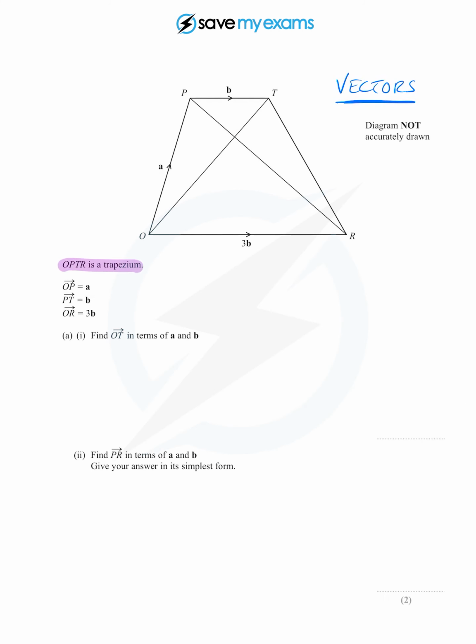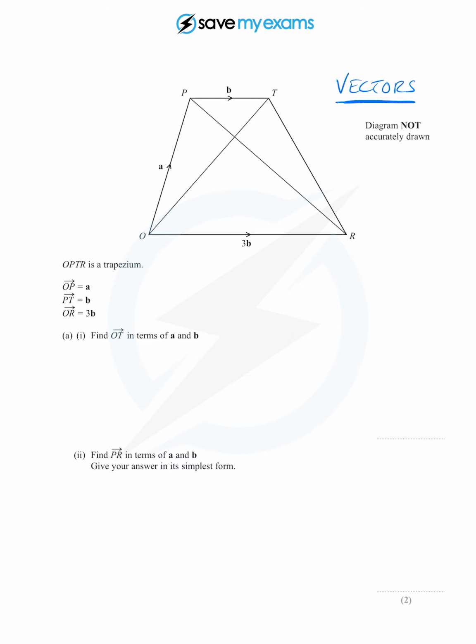Right, so we have a trapezium, but looking more closely at this question, we see these things on the diagram, and this notation here, OP, PT, and OR with the lines above them, and this is a vectors question. Okay, so what can we do?